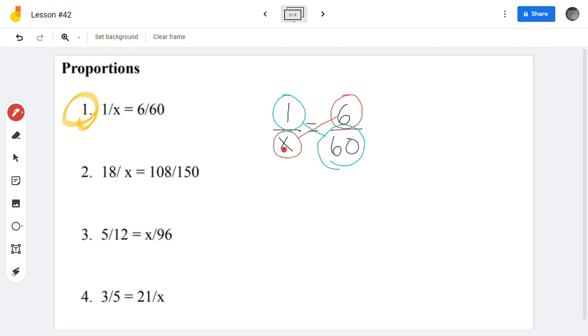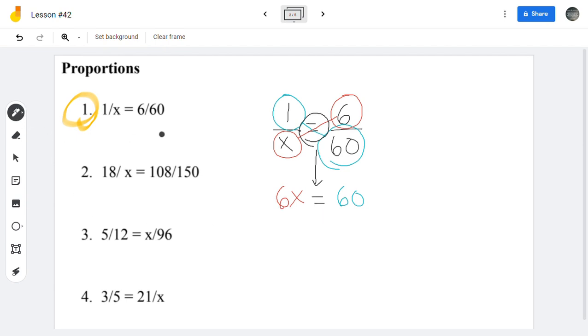So now you're going to multiply these cross like this. I'm going to do the red first. So you get 6 times x, which we know as 6x. And then you're going to do 60 times 1, which you know as 60. Now, you're wondering, is this all? No, it's not all. If you notice, there's an equal sign over here, which you're going to bring down between these two numbers that you just multiplied together.